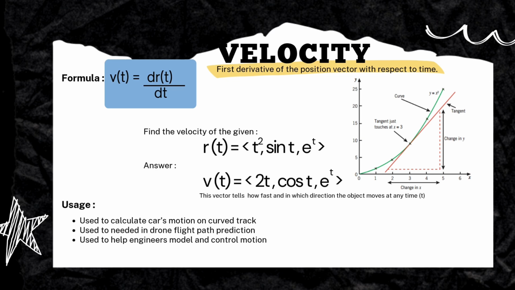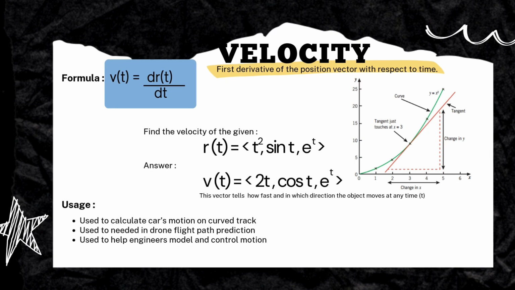Now I will explain about the velocity of a vector-valued function. Velocity is defined as the derivative of the position vector, which we write as v(t) equals dr(t) over dt. This vector tells us not only how fast an object is moving, but also in what direction it's going, which makes it so different from just speed.